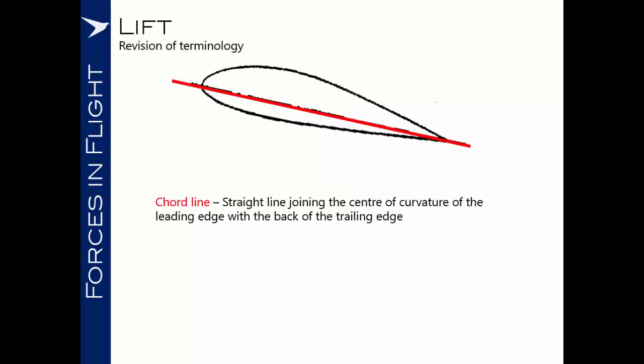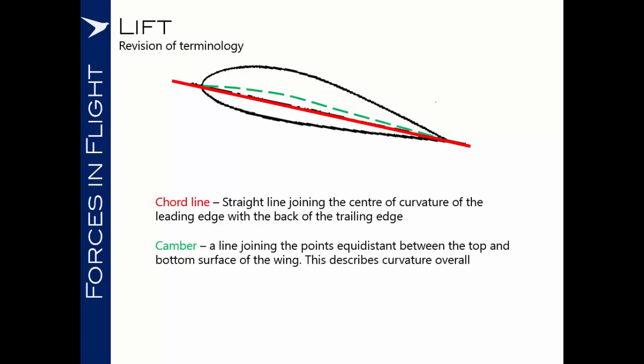Before we get into the details, a quick revision of terminology. The chord line, the line which is marked red on the aerofoil diagram here, is a straight line joining the centre of curvature of the leading edge of the wing with the back of the trailing edge of the wing. The camber line, marked in green here, is a line joining the points equidistant between the top and bottom surface of the wing all the way along the chord line. This describes the curvature overall of the wing.